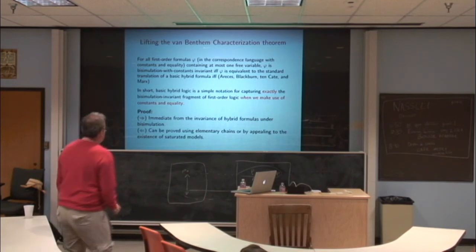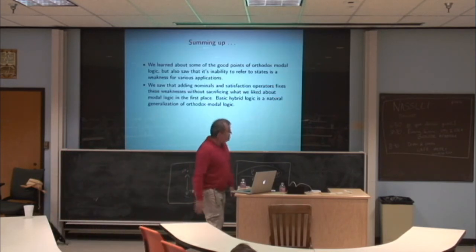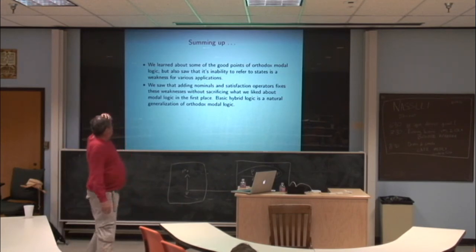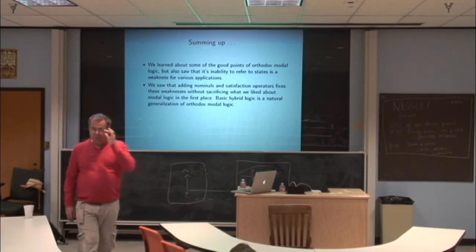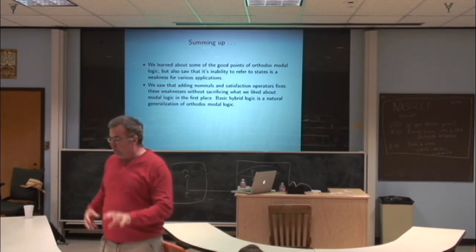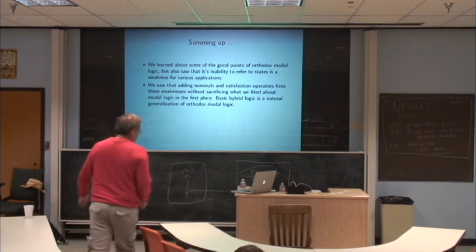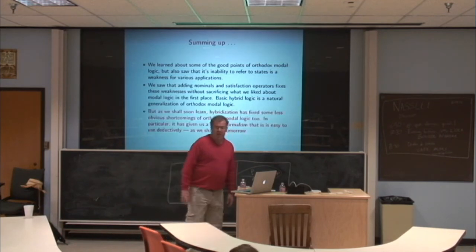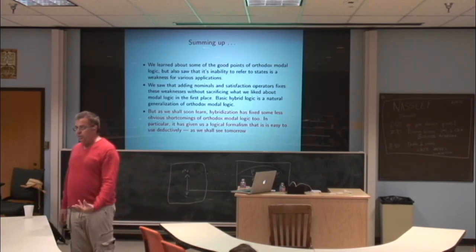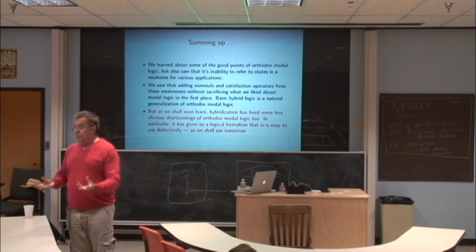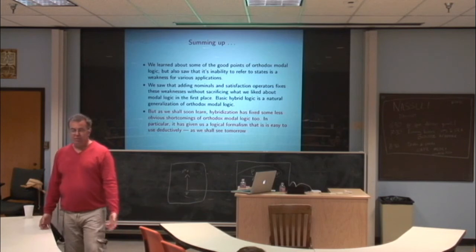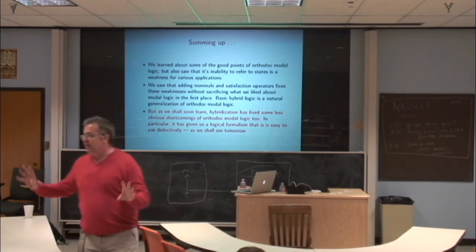Now, let me just try and sum up. Basically, I was trying to tell you about the good points of orthodox modal logic, and then some of its shortcomings, and I was trying to show you how we fix this shortcoming via hybridization and where that leads to. I think the last result I mentioned, the Van Benthem characterization theorem, which tells us that it's not an arbitrary extension we've made but the one you would expect, is a very, very nice result.